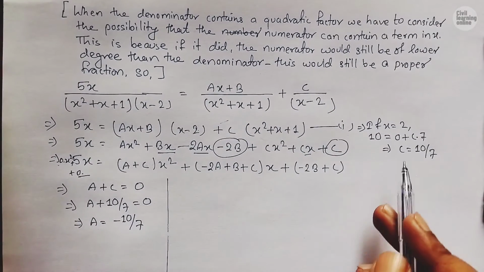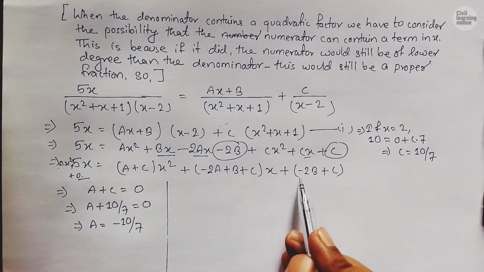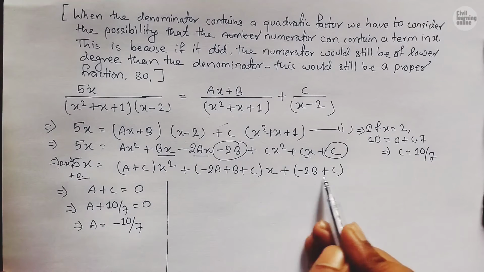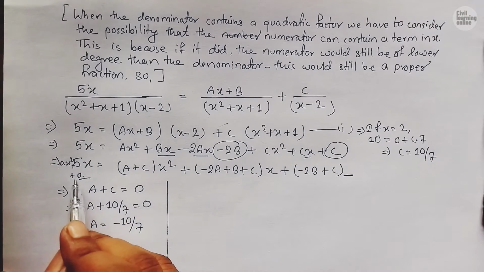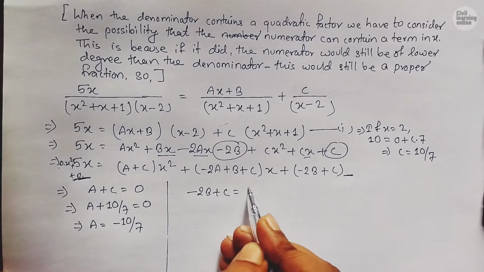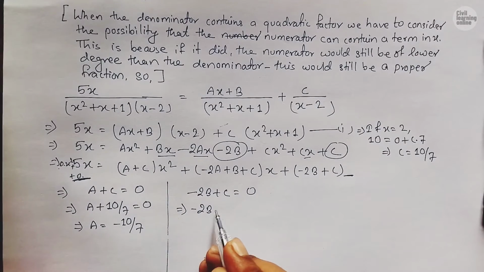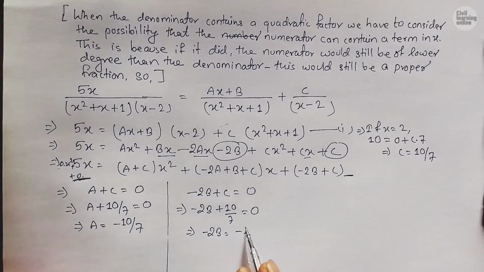Now we have successfully calculated the value of a and c. Now we need to find the value of b. See here, this is a term which has no variable, and this is the term which has no variable, so we can rewrite it as minus 2b plus c equals to 0, and we know the value of c is 10 by 7, so minus 2b plus 10 upon 7 equals to 0, or minus 2b equals to minus 10 upon 7, 2 times 5, and minus will get cancelled out, so we will have b equals to 5 upon 7.